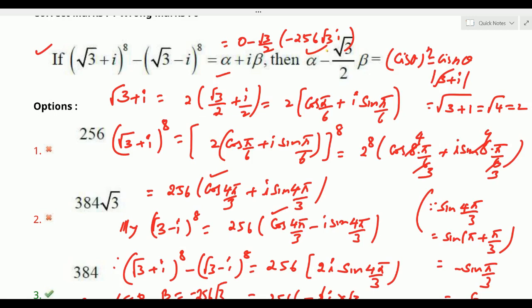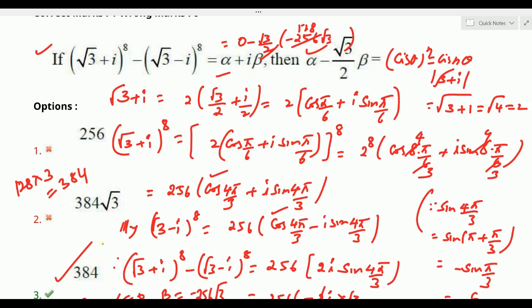Beta is i beta, so the i is missing in beta. What we need is i beta, and the i is there. Alpha is 0, beta is minus 256 root 3, when compared with i beta. Therefore, 256 gets cancelled, 2 gets cancelled, 128 times. Therefore, the final answer is 128 into root 3 into root 3, that is 3. 128 threes are 384. That is clearly the third option. Third option is 384. Okay?